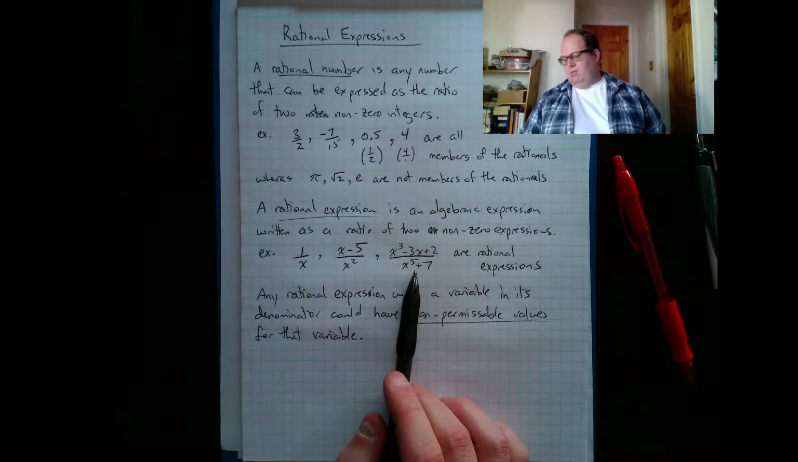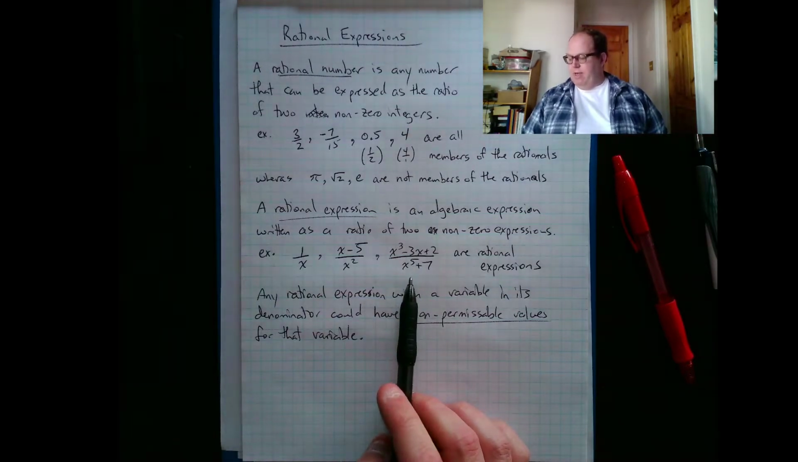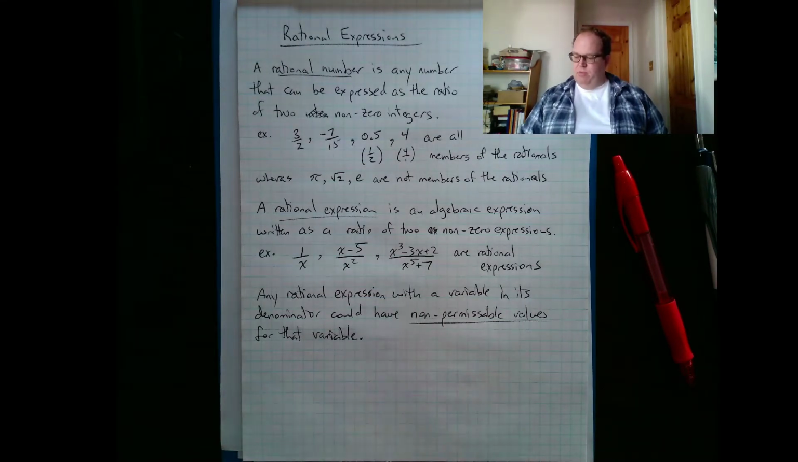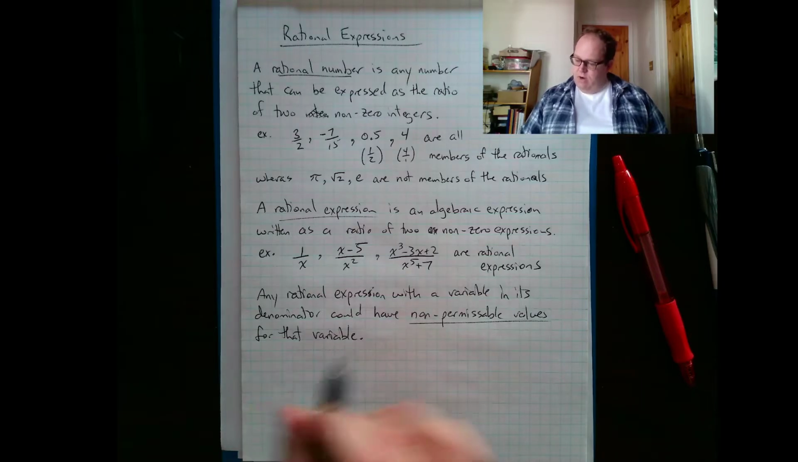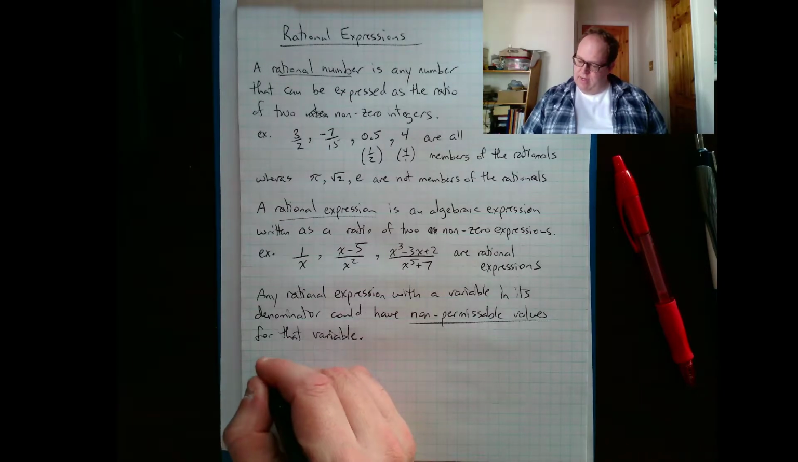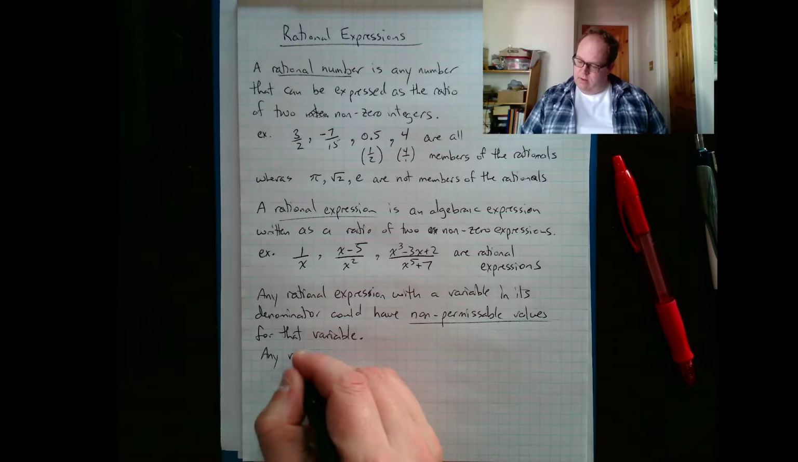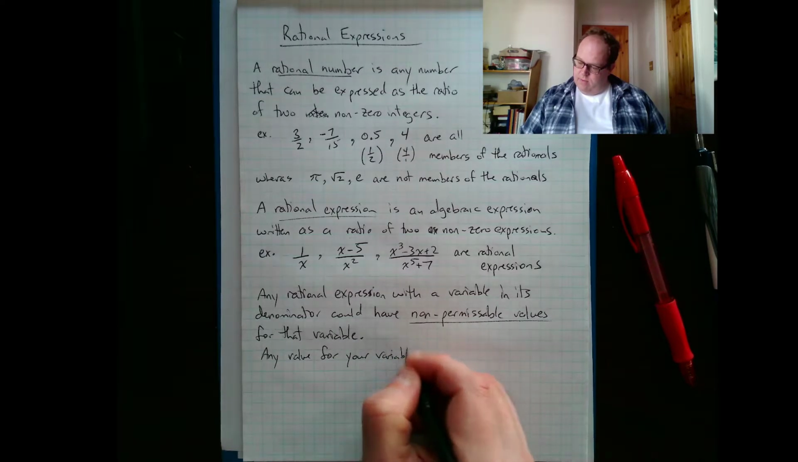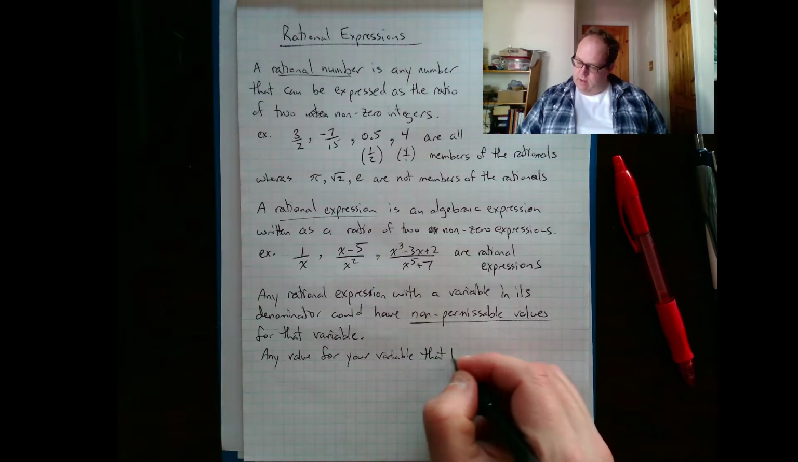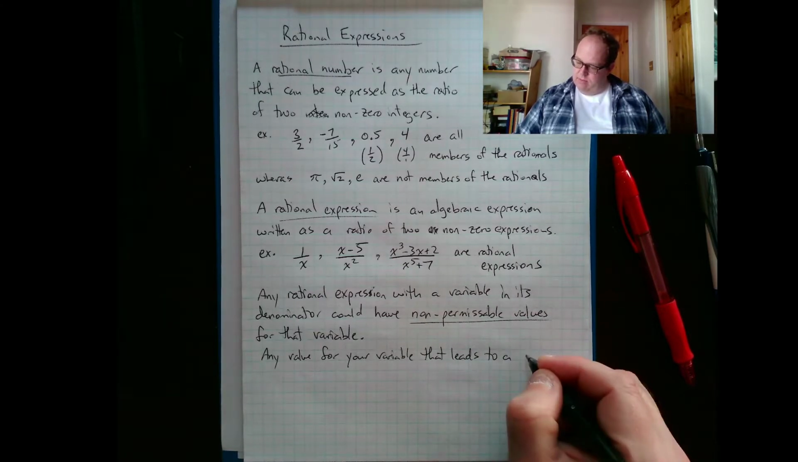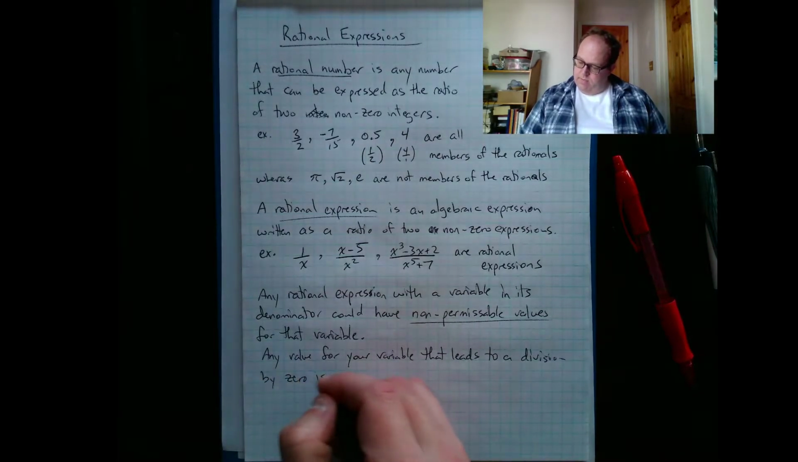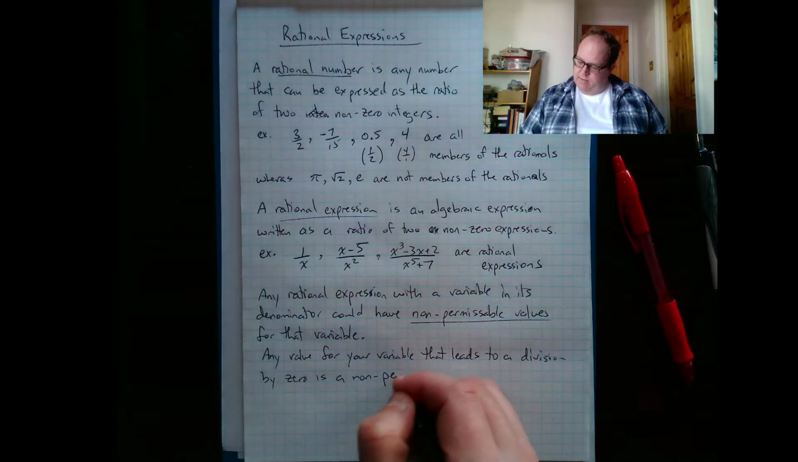In this last one, that's not really pretty, and we're not going to work with much like that at this level, but the fifth root of negative 7 would be a non-permissible value for x in that case, because it would lead to a division by 0. So, I'll even clarify this a little bit more. Any value for your variable that leads to a division by 0 is a non-permissible value.